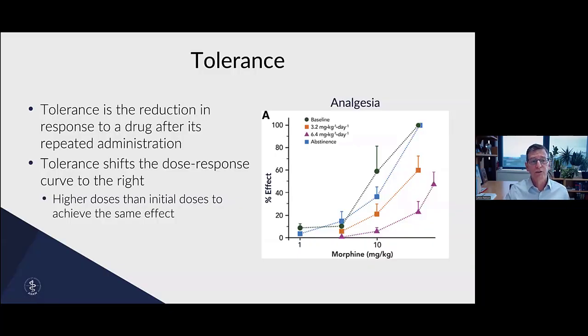Tolerance is the reduction in response after a drug is administered repeatedly. It looks graphically like a dose response curve shift to the right. And you can see that after using it, those lines splay a little bit, and it takes a higher dose of a medication, of morphine in this case, to have the same effect, right? And that is basically what tolerance looks like.